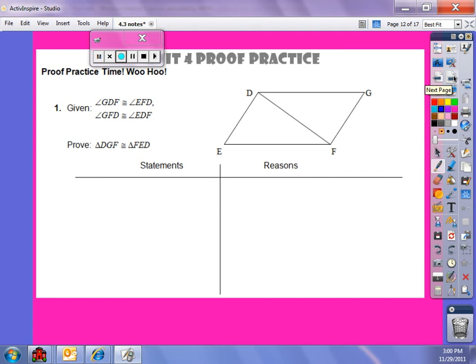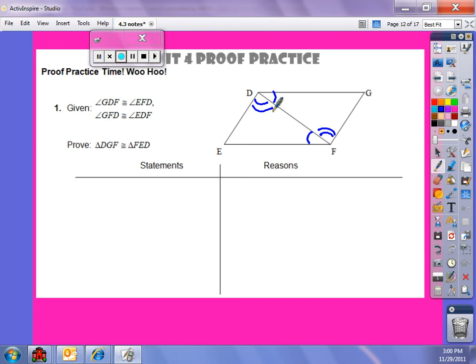In this second sheet, we looked at ones where maybe you have to do one extra step. Maybe 2 of the things that you need are going to be given, and you're going to have to find one more. So let's take a look at this situation. We've got angle GDF, which is this angle right here, is congruent to angle EFD, which is this angle right here. We are being given that angle GFD, this one, is congruent to angle EDF, this one right here.